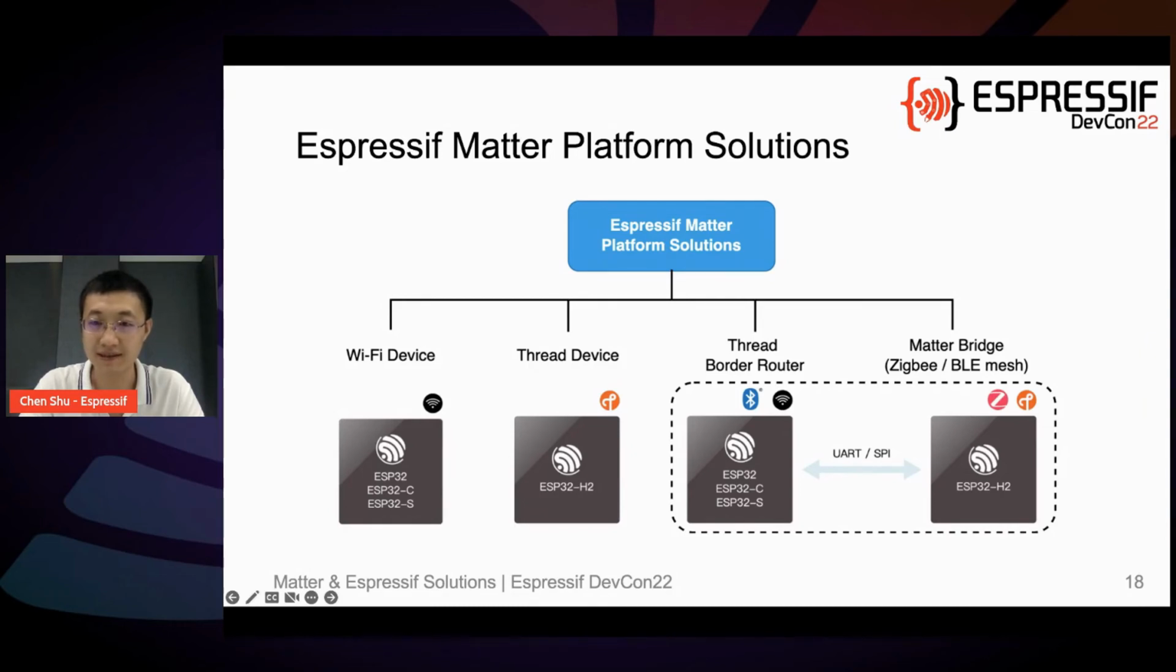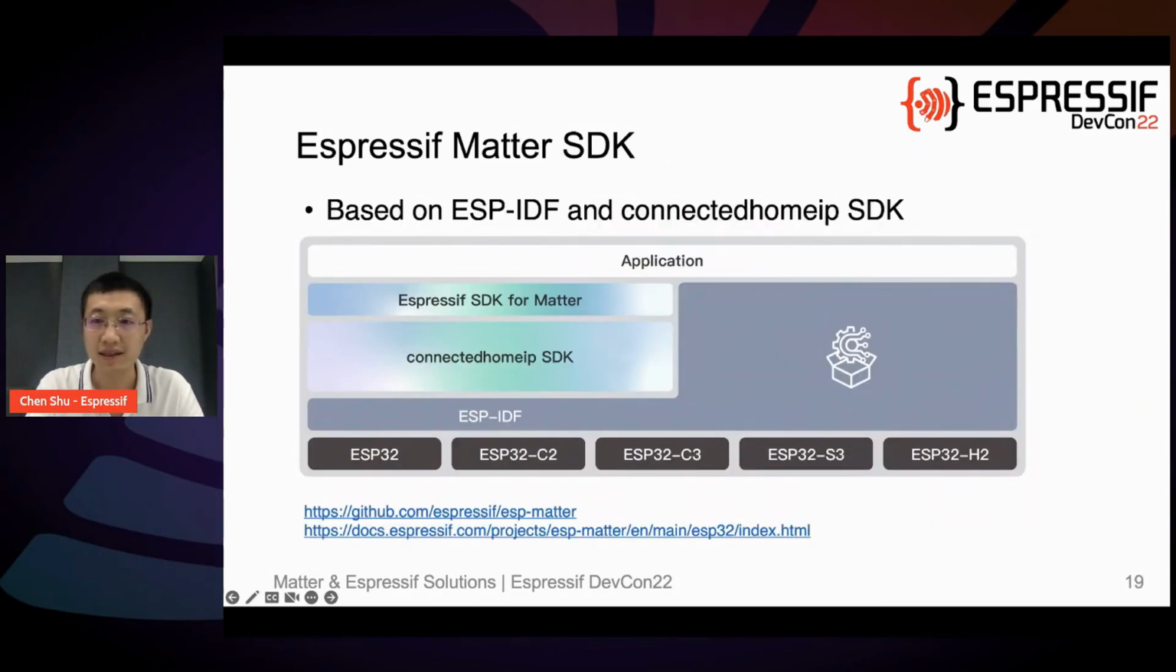Now let's come to the software part. Espressif's SDK for Matter is built on top of ESP-IDF and the open source Connected Home IP SDK. ESP-IDF is Espressif's official IoT framework, integrated with rich, commonly used features and components to build AIoT products, which already powers millions of connected devices worldwide. Beyond the open source Connected Home IP SDK, Espressif SDK for Matter provides a bunch of features and tools for Matter productization. The SDK and docs are all now available on GitHub.